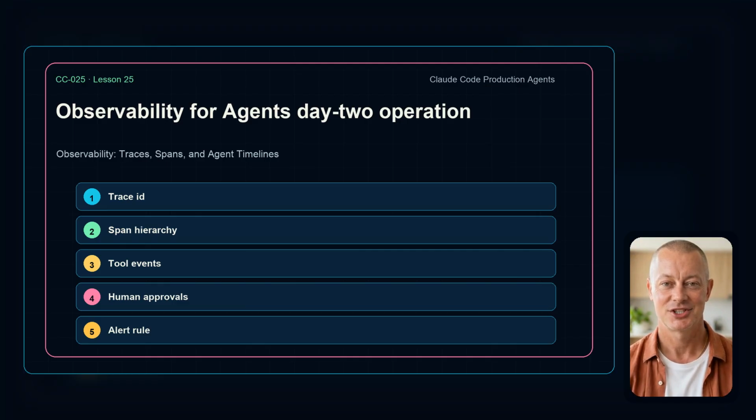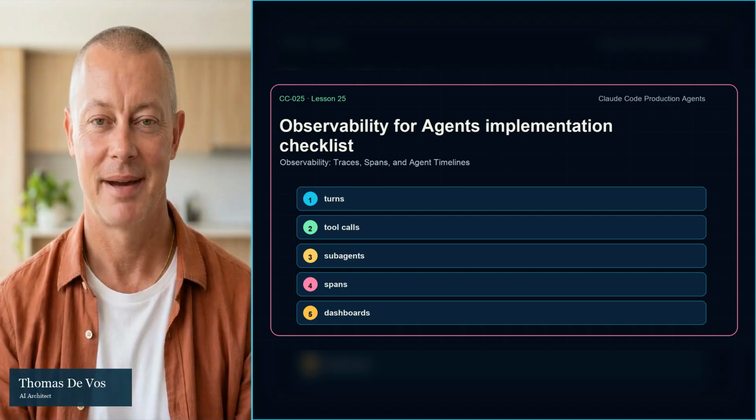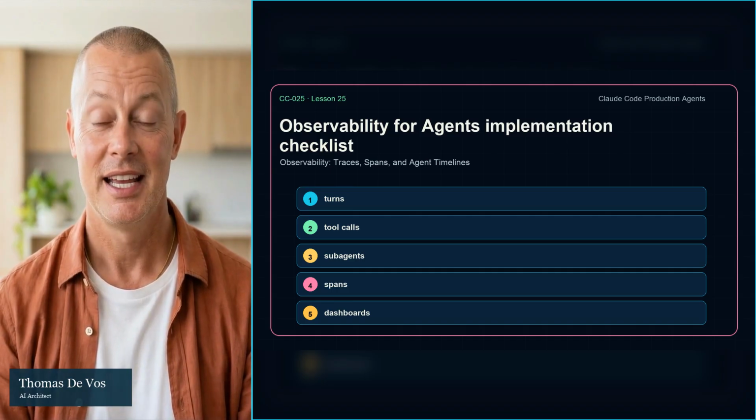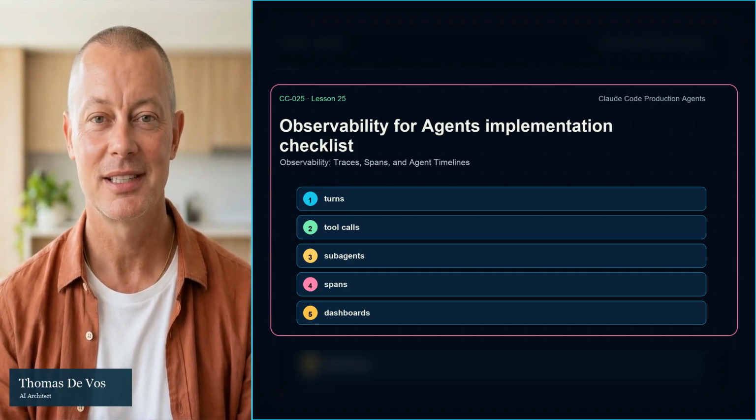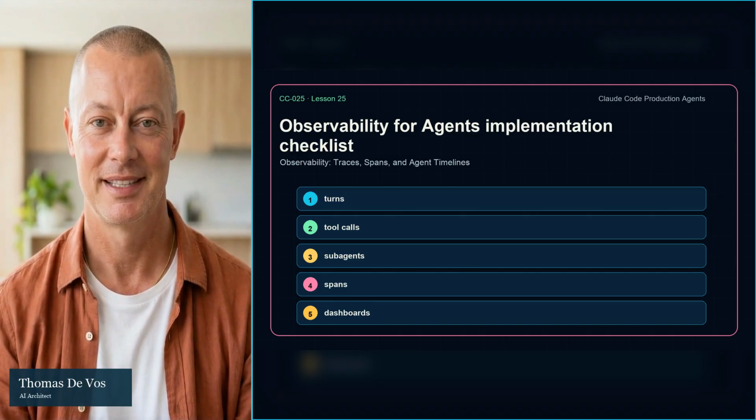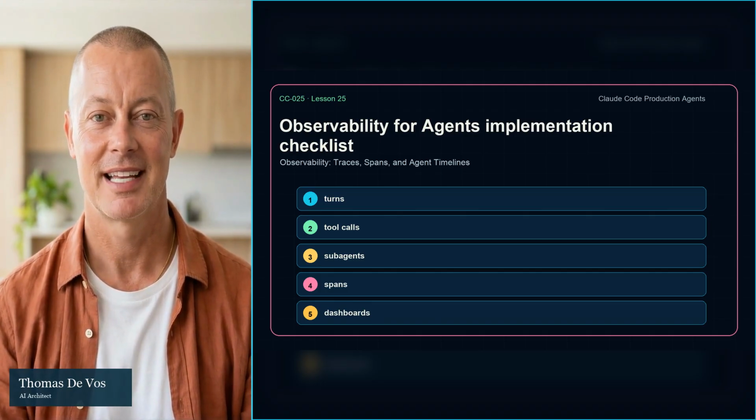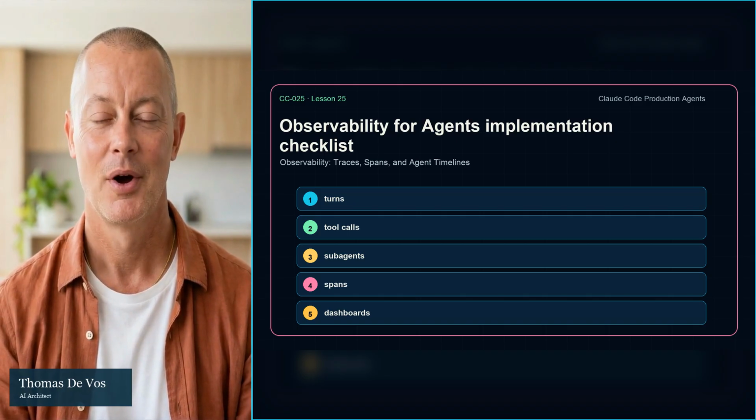Use this implementation checklist before expanding scope: turns, tool calls, sub-agents, spans, dashboards. Each item should produce a concrete artifact, not only a meeting note. If the artifact cannot be inspected later, it will not help during review, audit, or incident response.